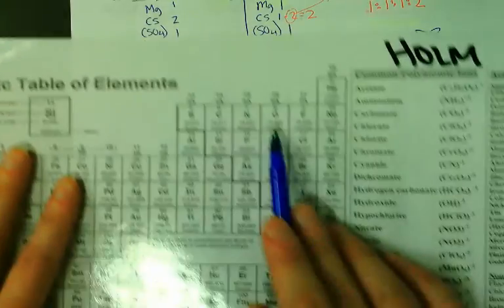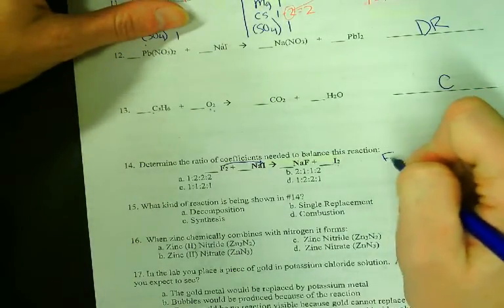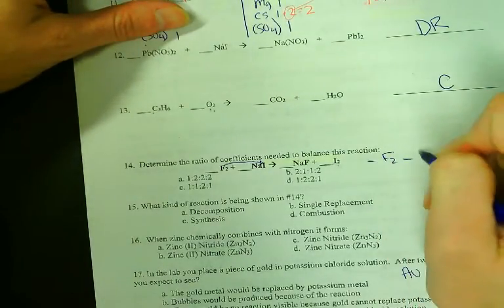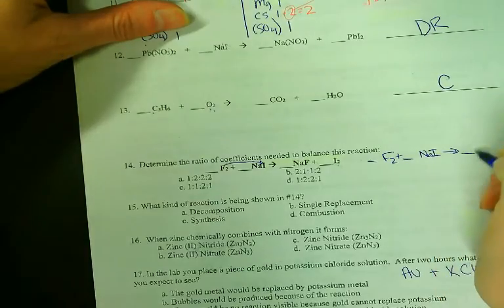B-R-I-N-C-L, Brinkel, H-O-F. Those ones are always 2's when they're pure. Okay. So if you want to rewrite this over here so that you have room to balance and show your work, that's fine. I'm going to just so it's a little more clear. Blank NaF plus I2.